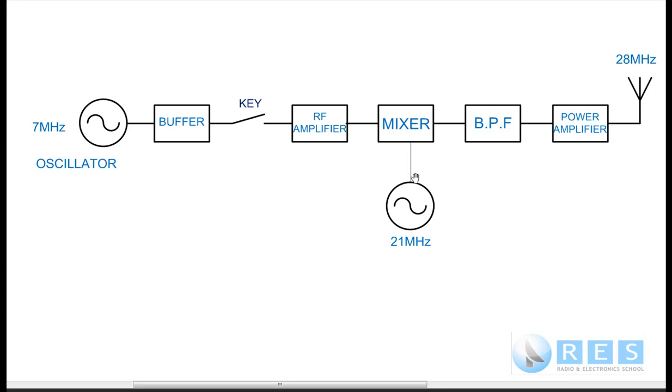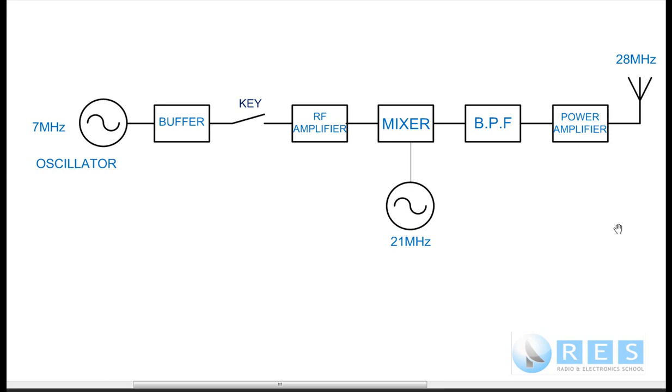It's non-linear. It has 2 inputs, 1 output, and because it's a non-linear amplifier, it mixes all the signals that go into it. And we're using that mixing to generate for us a shift from 7 megahertz to 28 megahertz of the CW signal. The bandpass filter removes everything except the signal we want, the one on 28 megahertz. The power amplifier amplifies that signal up to transmit level, and we go up the antenna, and there's the basics of a Morse code transmitter.